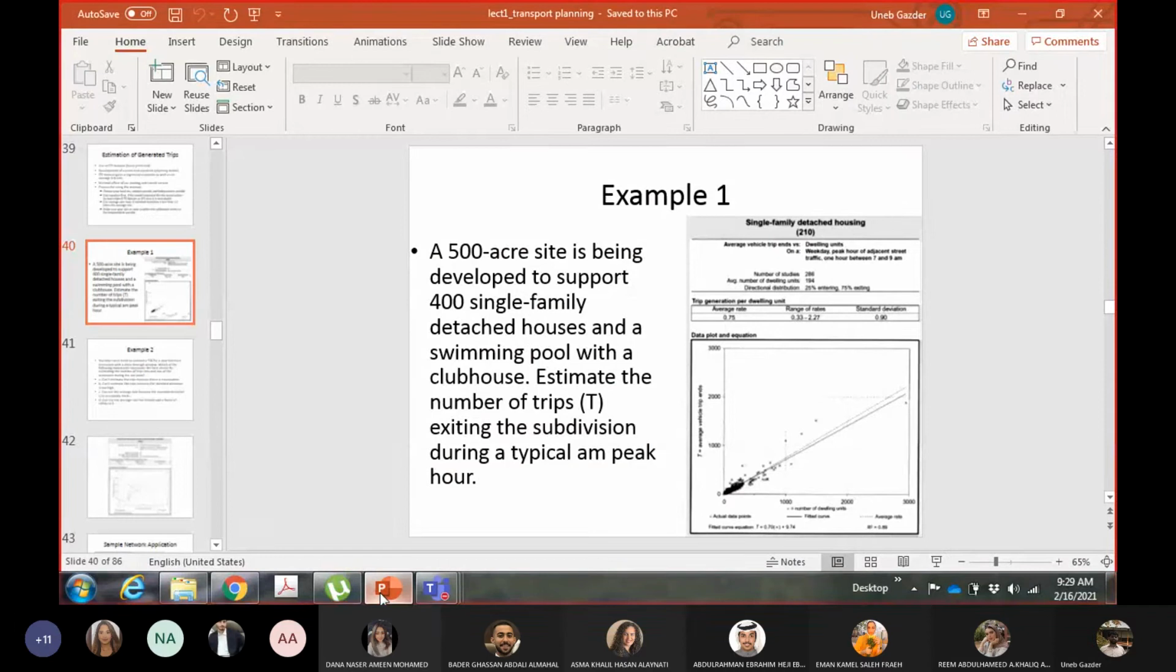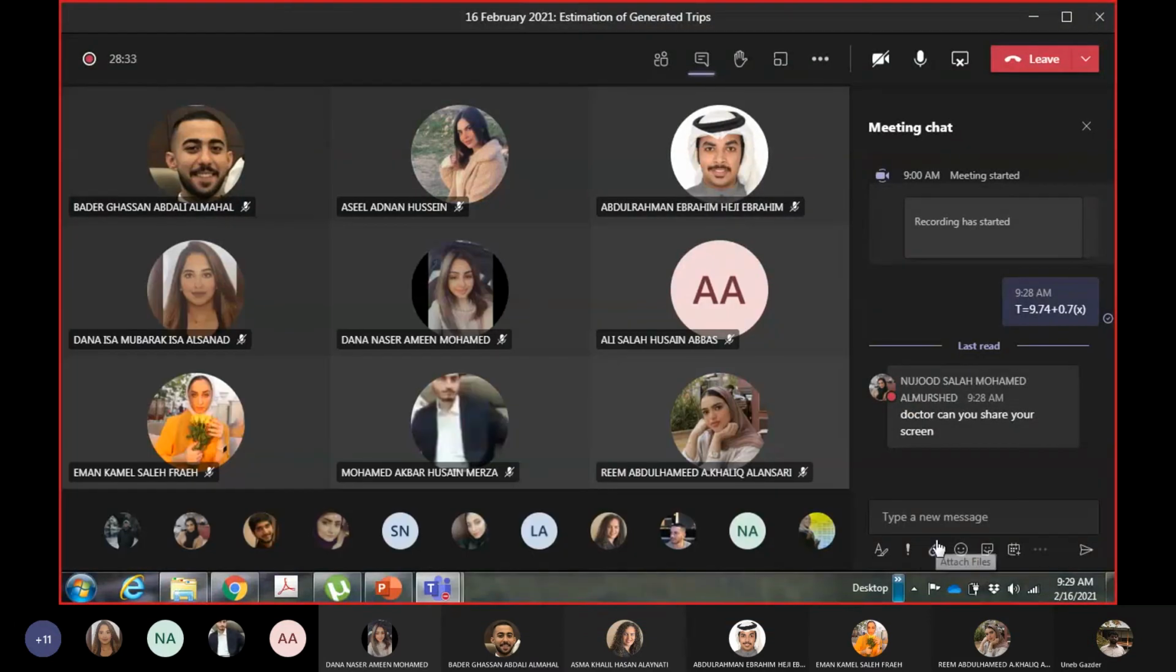I think there's no problem with this slide. I've already shown it a number of times. So here we are going to use the equation. x is 400 here. Give me the number of trips. 290. Okay, you put x as 400 in this equation, right? Yes. Okay, good.